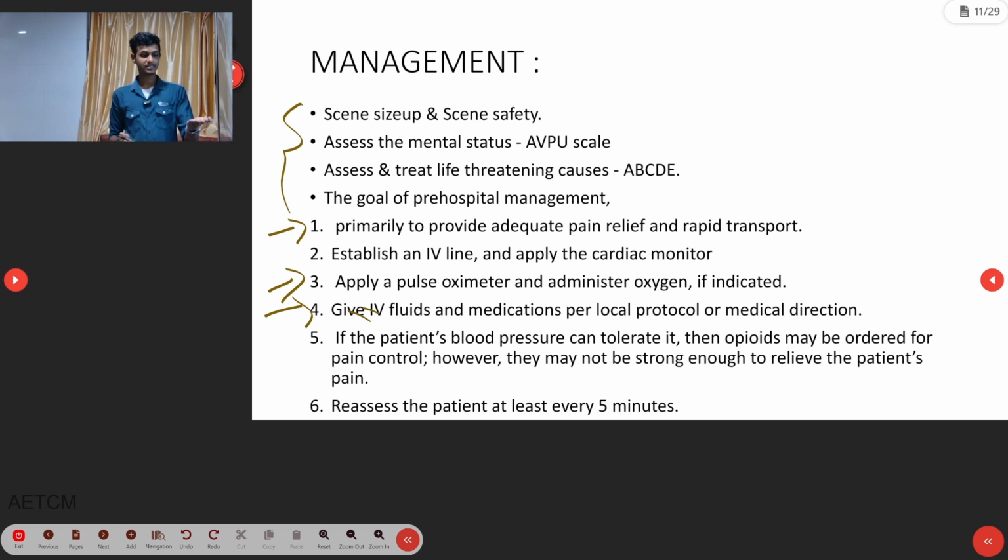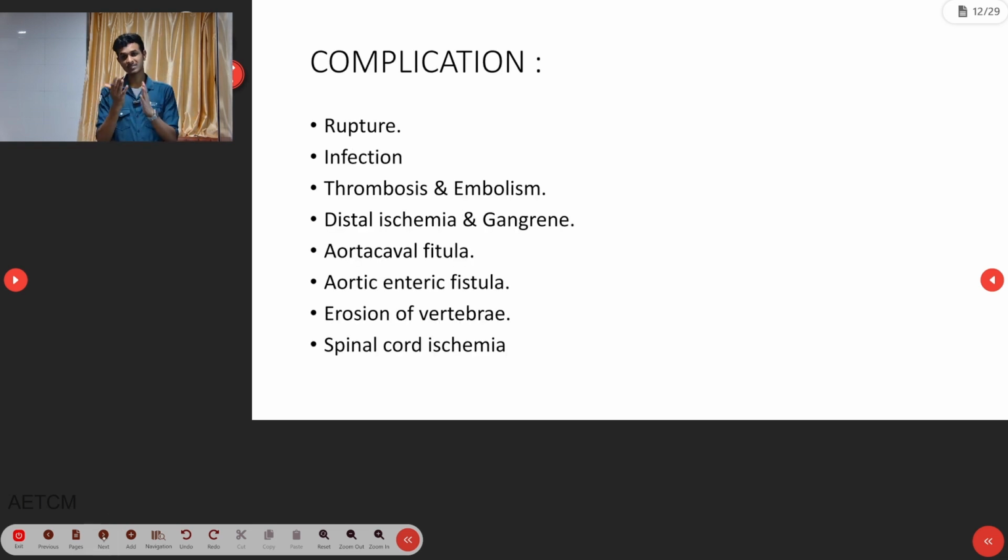So reassess the patient at least every 5 minutes. That is the most important thing. If you remember our assessment format, there we mentioned that for an unstable patient we have to reassess every 5 minutes, and for a stable patient every 15 minutes. So this type of patient comes under the unstable category, so as soon as possible or every 5 minutes we have to reassess.